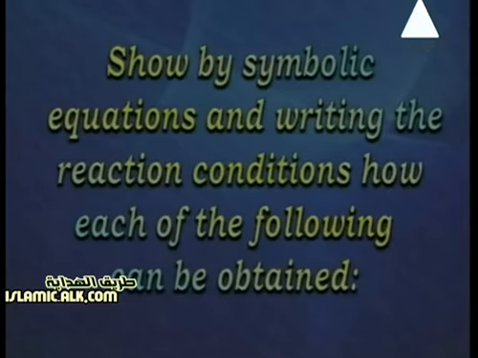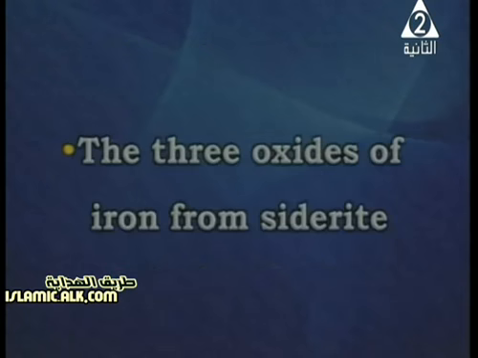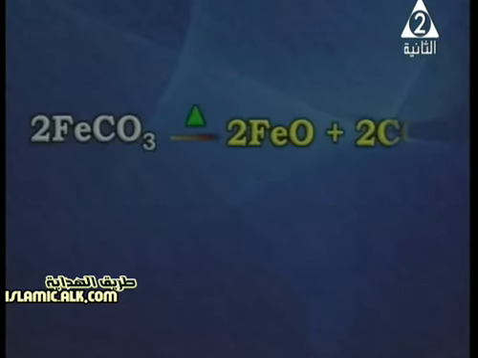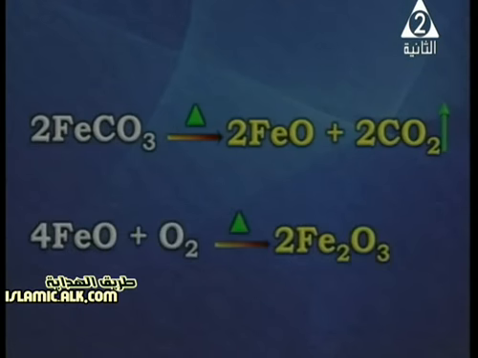Next type of question, my dear student. Show by symbolic equation and writing the reaction condition how each of the following compounds can be obtained. The 3 oxides of iron from siderite. Here, my dear student, siderite is iron(II) carbonate. So on heating it gives iron(II) oxide, FeO, plus carbon dioxide gas. Then iron(II) oxide on oxidation gives iron(III) oxide.